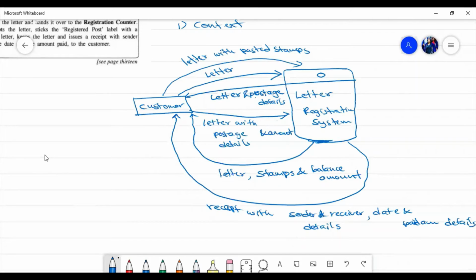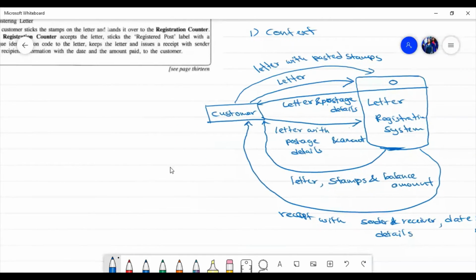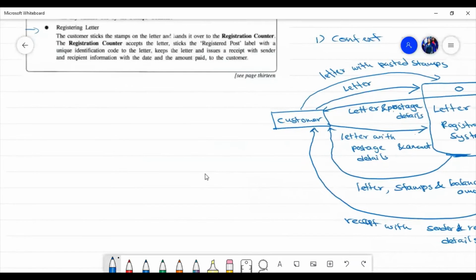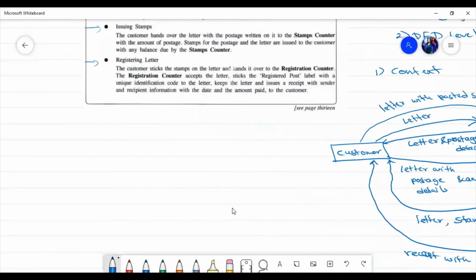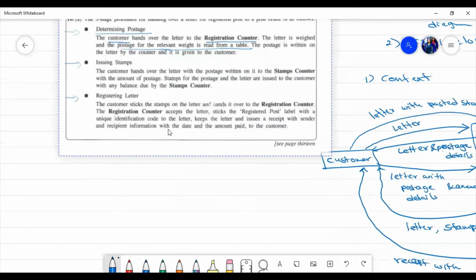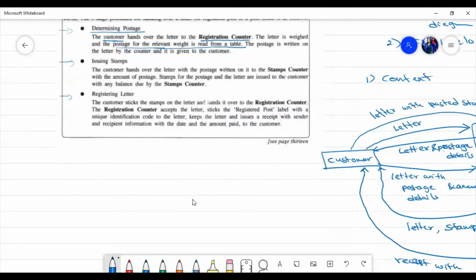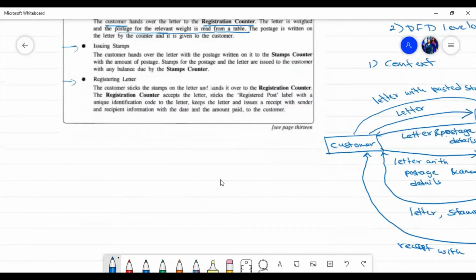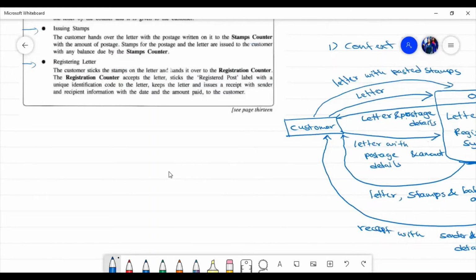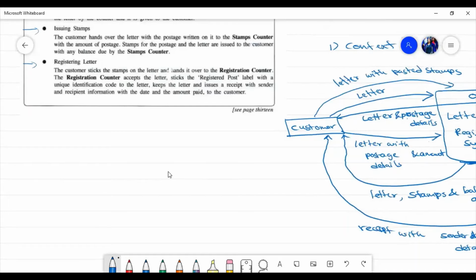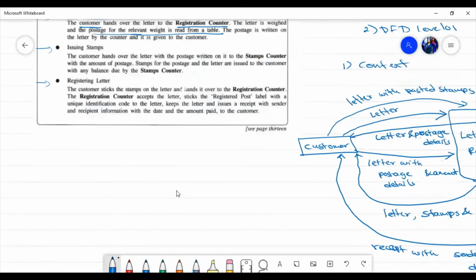So children, is it clear on this? Any questions that you want to ask? Please go ahead. Anything that you want to ask? Right, so I hope it is clear for you. And let's move on to DFD level 1.